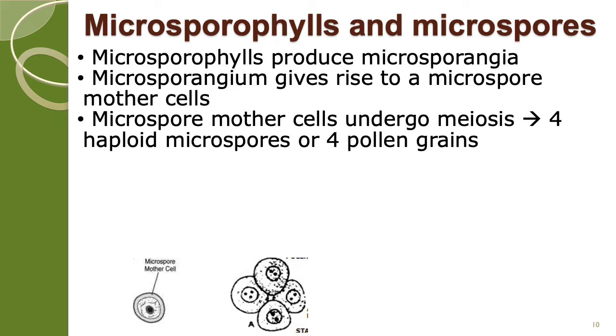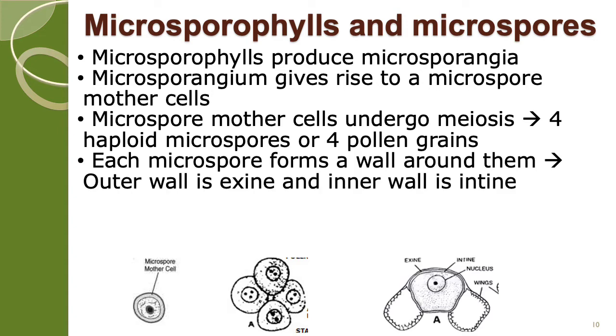So remember, the microsporophytes, the microsporangia, all the cells in them are diploid. So to form the male gametes, we need to have a meiotic event happen. And this happens when the microspore mother cell undergoes cell division. The meiosis results in 4 haploid cells, which are the 4 microspores or the 4 pollen grains.